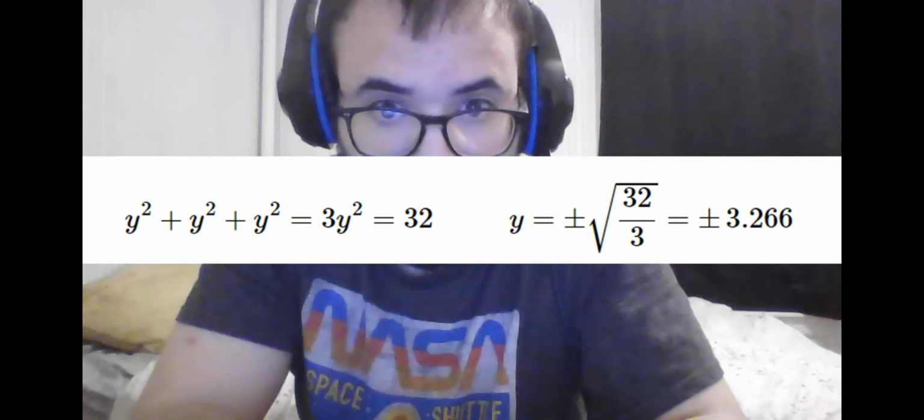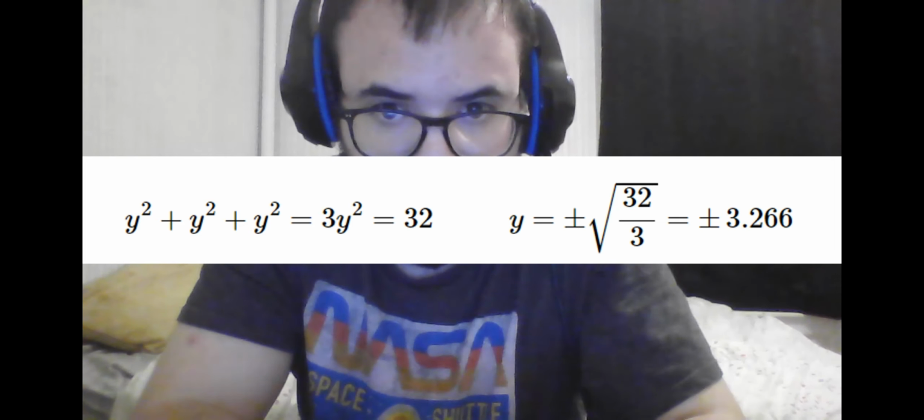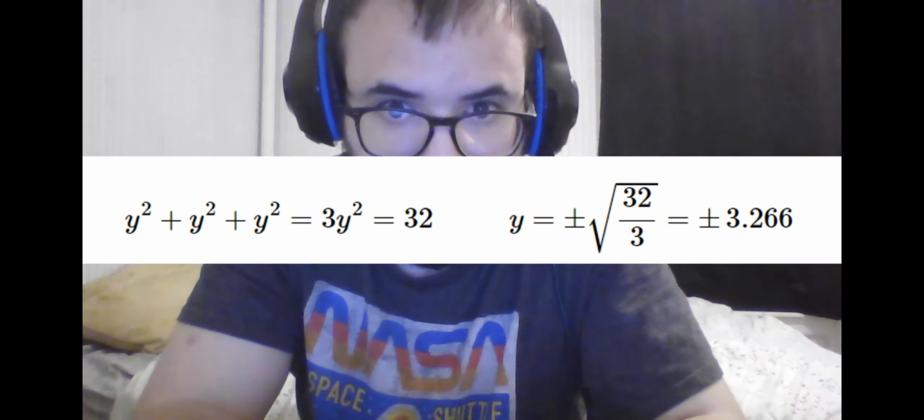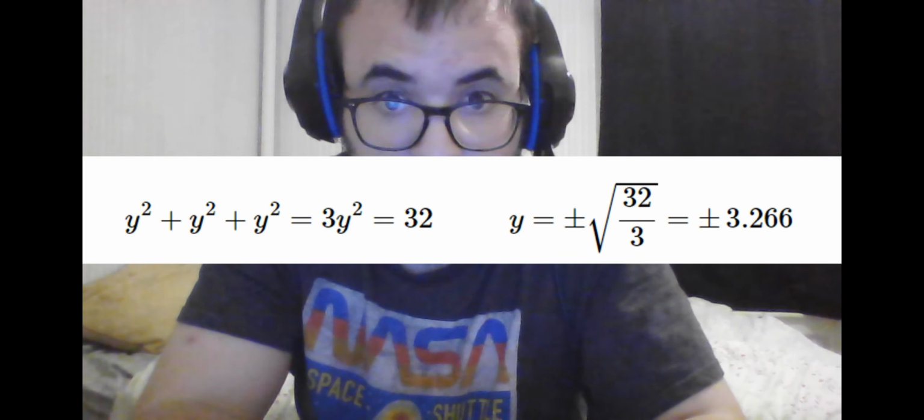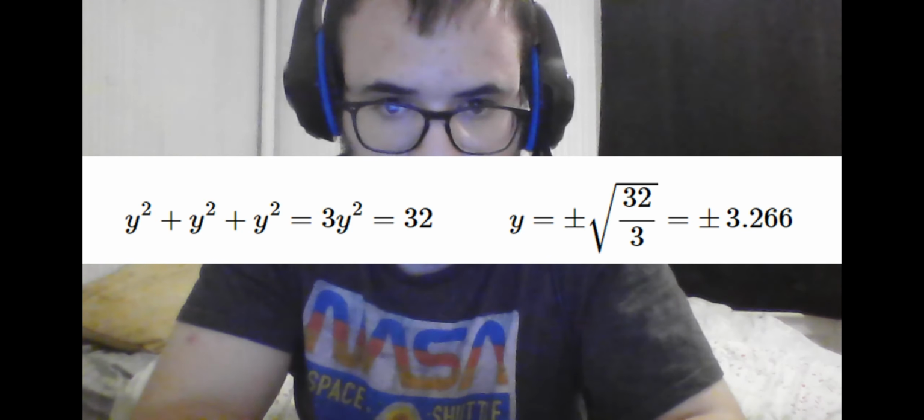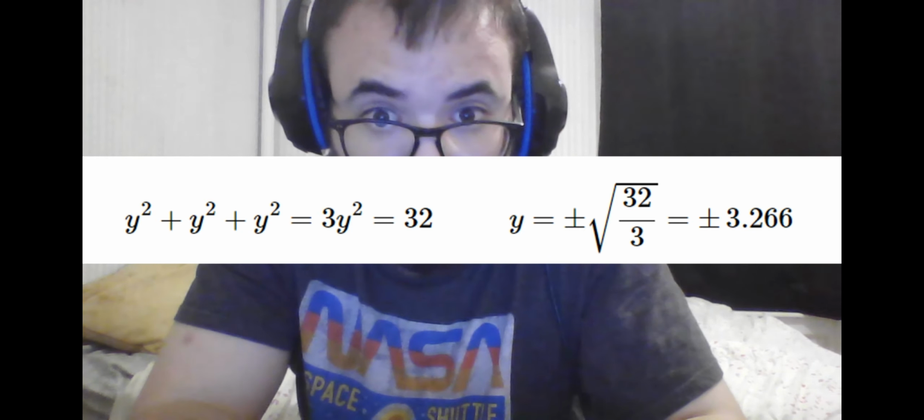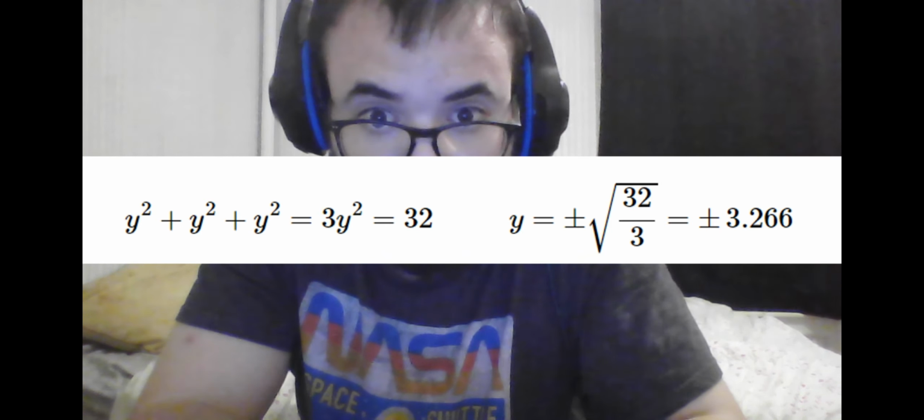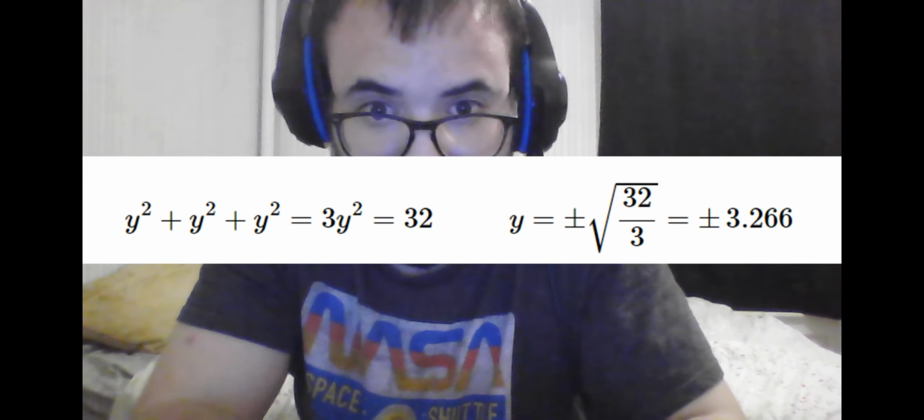so that y must be exactly equal to positive or negative square root of 32 over 3. But we discount negative answers for the same reason we discount answers of 0, namely that it wouldn't make any physical sense. So we see in conclusion, all of the dimensions are equal to each other and equal to a specific value, which is 3.266, approximately.